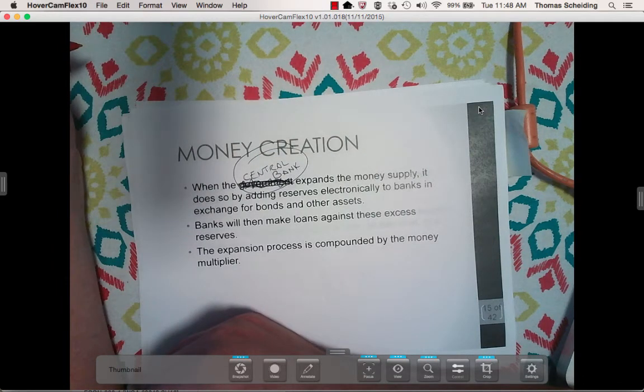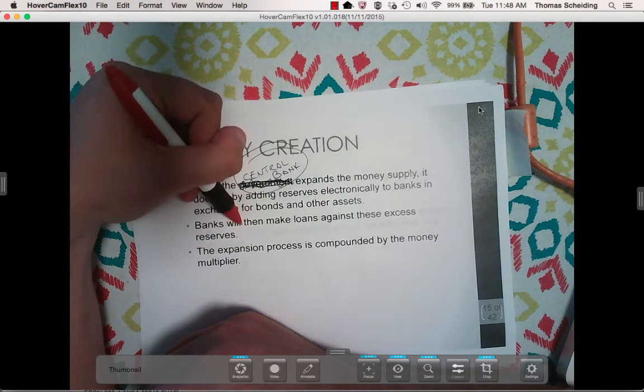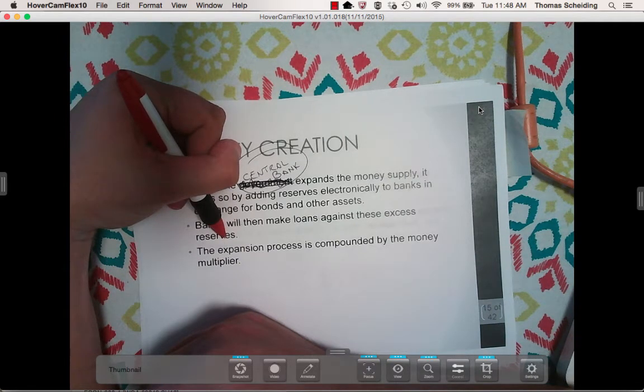expands the money supply. It's doing it by adding the reserves electronically. The banks are making these loans based on the excess reserves, and that expansion process is helping the economy grow. And you want the economy to grow again when you're in that recessionary gap, right?